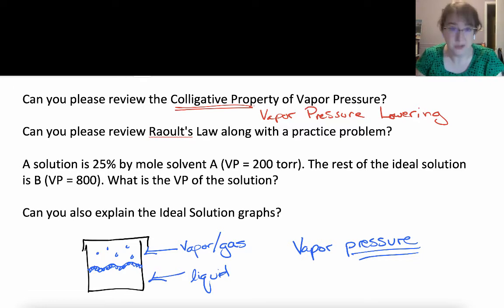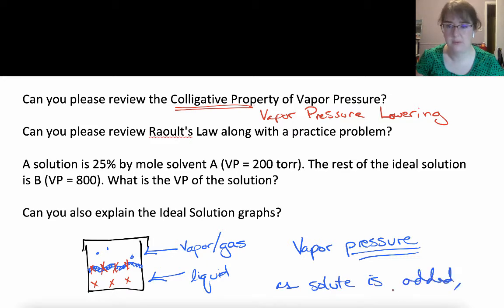So when you have a solute, what essentially happens is, I'm going to use X's, and I know these are kind of dramatic. When you have a solute, sure, some of this is dissolved, but some of it is also going to be at the surface. As that happens, there is not as much availability for the liquid to go into the gas phase. We're just not going to have as much of the liquid evaporating because surface sites have been blocked by the solute. So as solute is added, vapor pressure goes down.